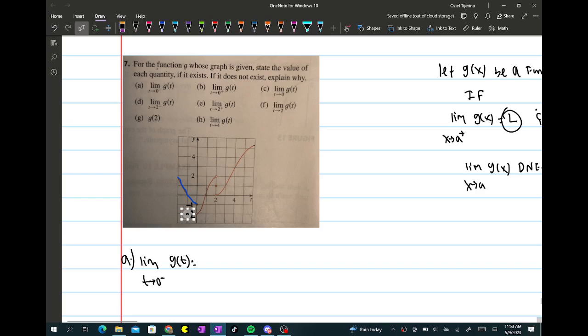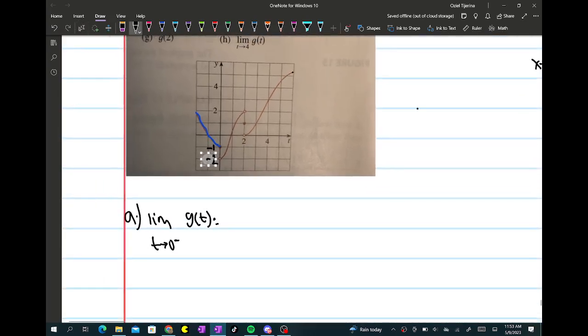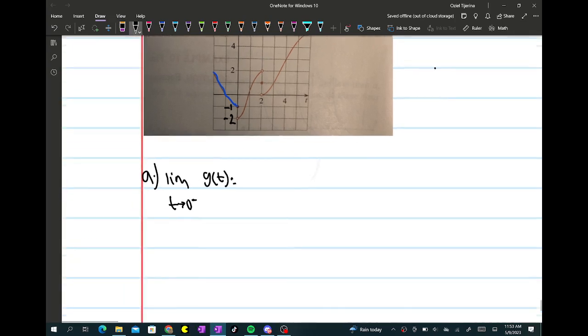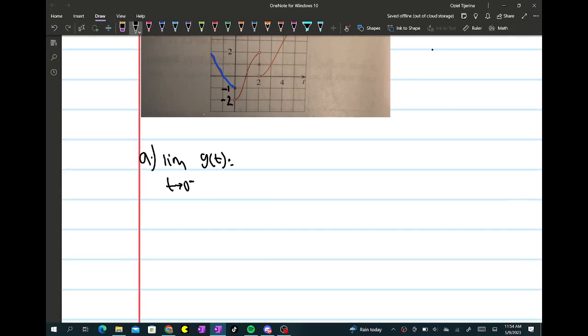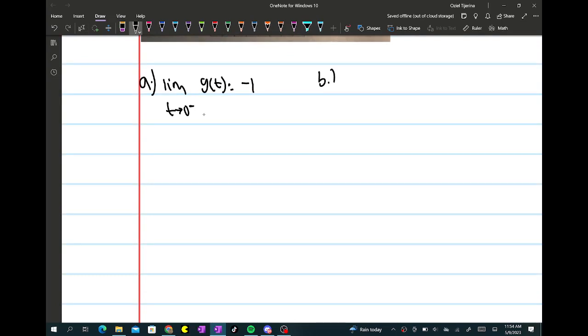We're looking at this blue curve, and I want to know what value I'm approaching from the left-hand side as I get to 0. This curve is from the left of 0, so we're approaching an output of -1. So the limit as t approaches 0 from the left-hand side of g of t is equal to -1.